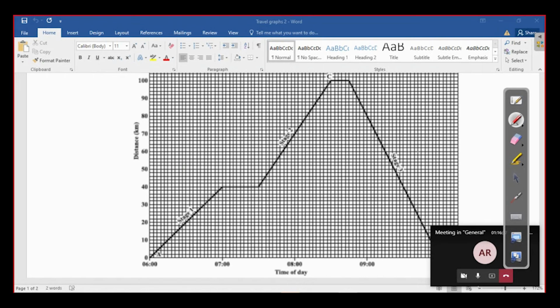Alright, so let me see if I could draw a somewhat straight line to help guide the interpreting here, right? So this is the line that we're interested in.